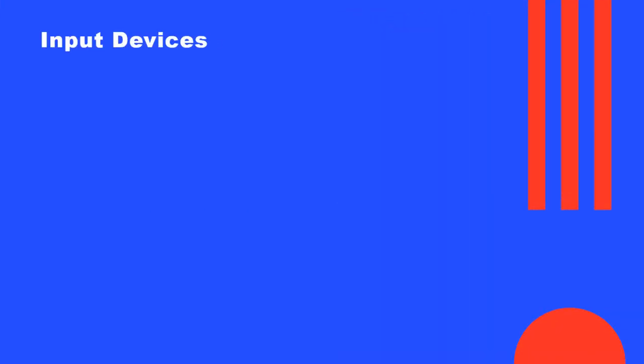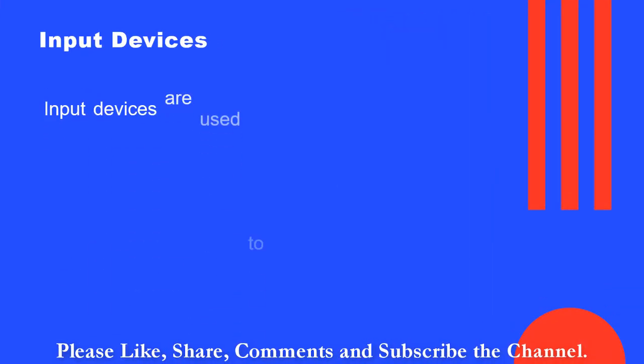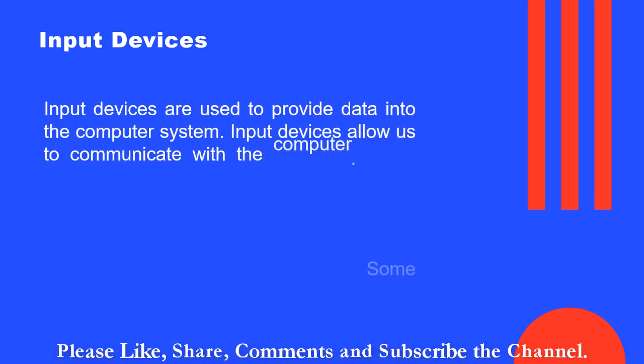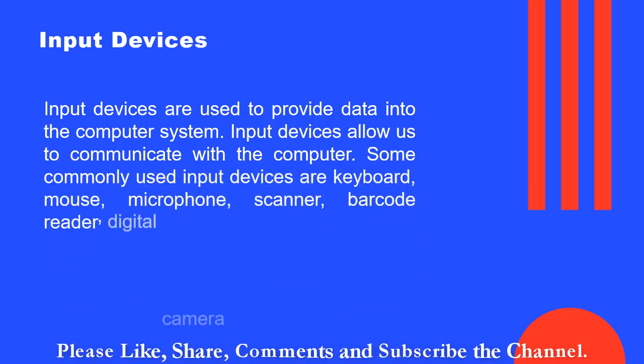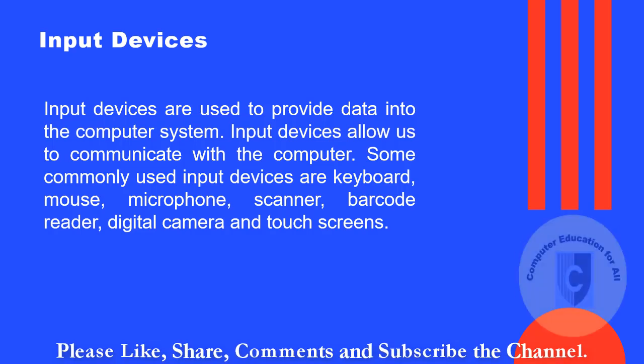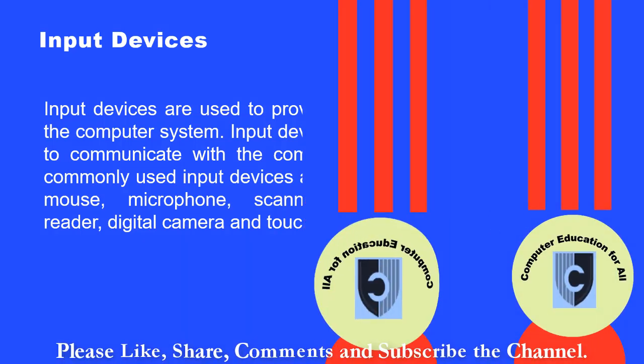1. Input devices. Input devices are used to provide data into the computer system. Input devices allow us to communicate with the computer. Some commonly used input devices are a keyboard, mouse, microphone, scanner, barcode reader, digital camera, and touch screens. Keyboard.